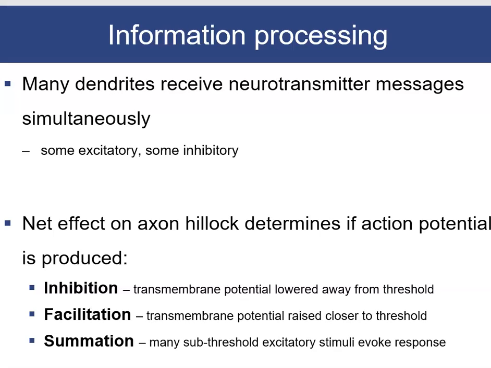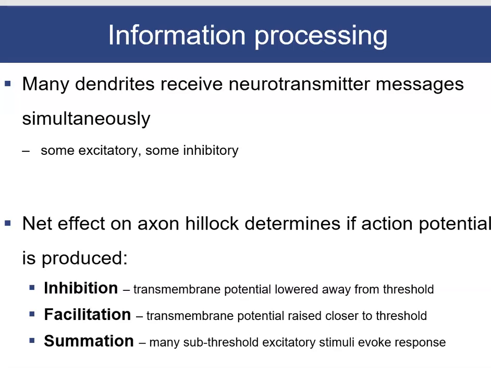How do our neurons process all this information? Many dendrites are receiving neurotransmitter messages simultaneously, all at the same time. Some of this information is excitatory and some is inhibitory. So how does it know whether or not it's supposed to send that information on? The net effect at the axon hillock will determine if an action potential will be generated.